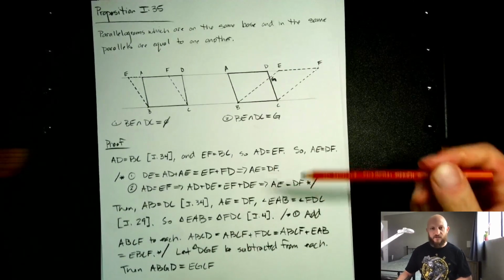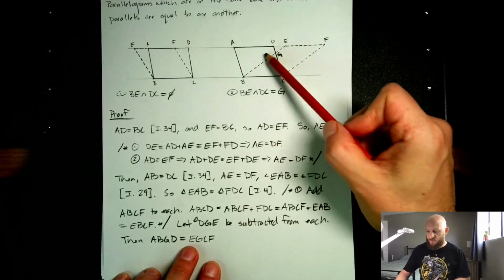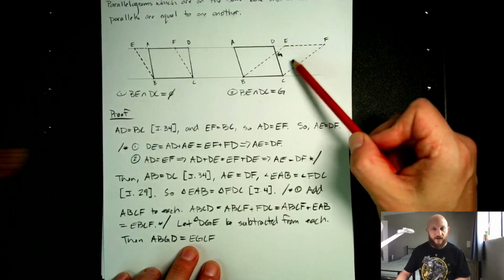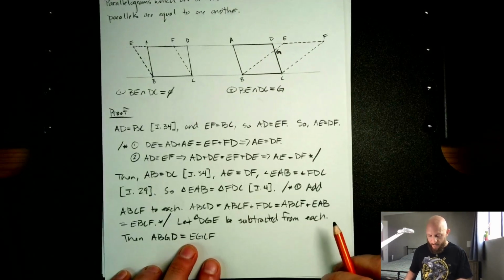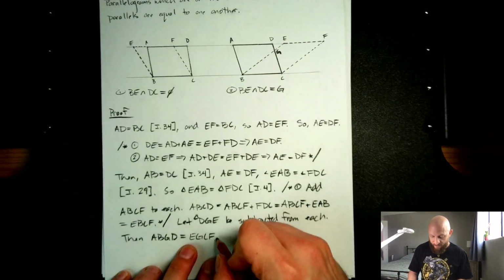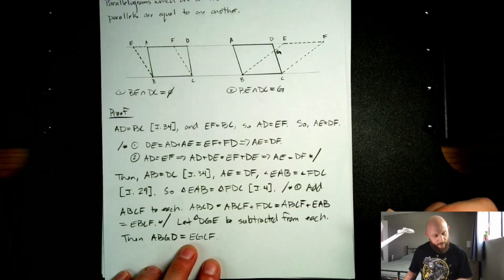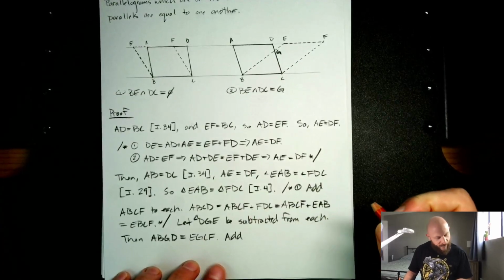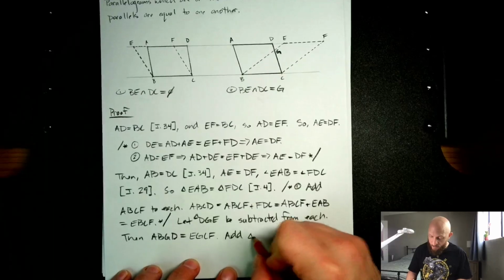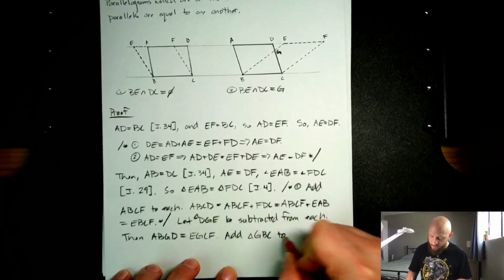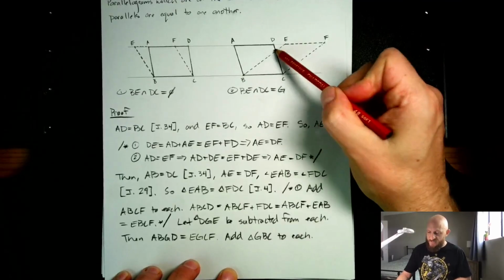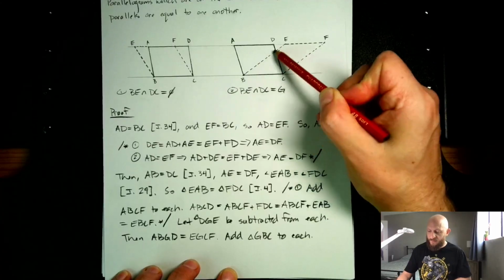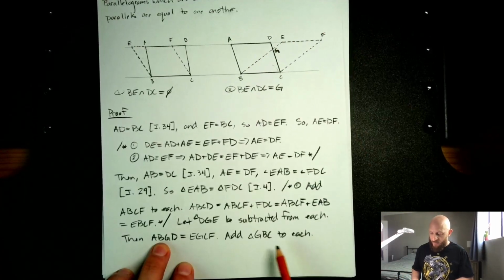So we subtracted equals from equals, so these two strange trapezium are equal, which is interesting because they don't actually look the same at all. So ABGD equals EGCF. That was just common notion 3. And then add a triangle GBC to each. GBC is the intersection between the two parallelograms, and we're going to add that to each.